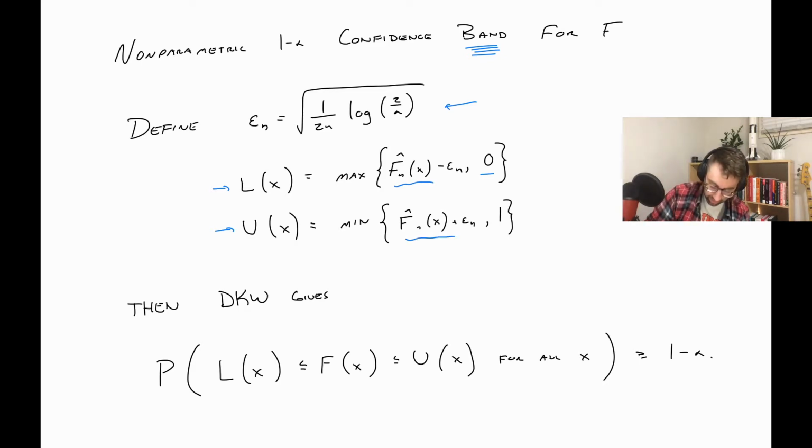And we never let what would be the upper bound go above 1. So if this turns out to be like 1.3, we instead output 1 because we don't need to go above 1 because it's a CDF. And then all this together, if we apply the DKW inequality, we get a probability that the lower bound and upper bound together for any x contain the true value of the distribution function is greater than or equal to 1 minus alpha. Okay, so what does this look like?